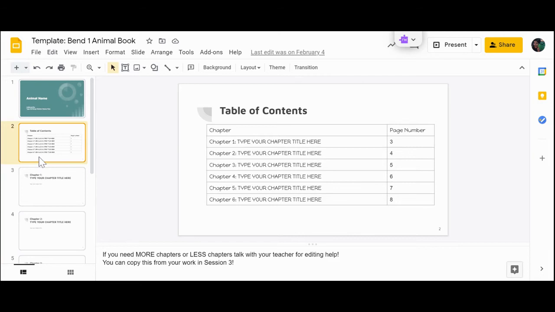Then you have your table of contents. It has space for you to put up to 6 chapters. If you need more or you need less, you can always ask your teacher with help for formatting. You should know your chapter that you're working on, and if you need to, you can always go back to your session 3 work and look at your table of contents.